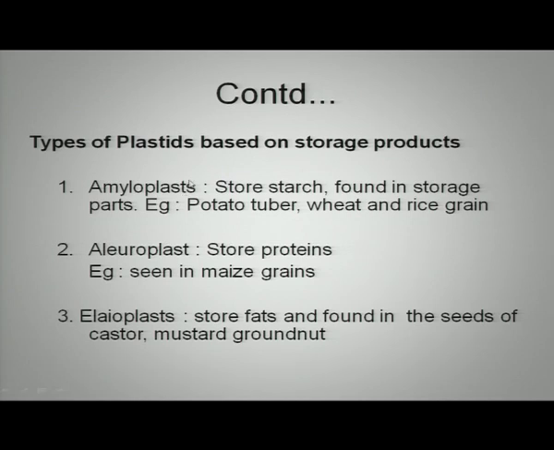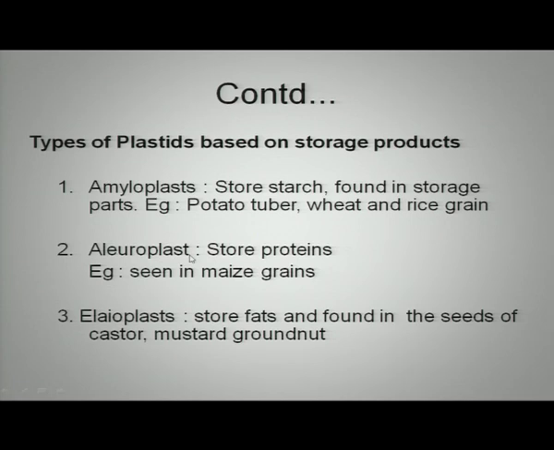First category, amyloplast. Amylose refers to starch. So, these are plastids that store starch. So, they are found in the storage parts, for example, potato tuber, wheat, rice grain.